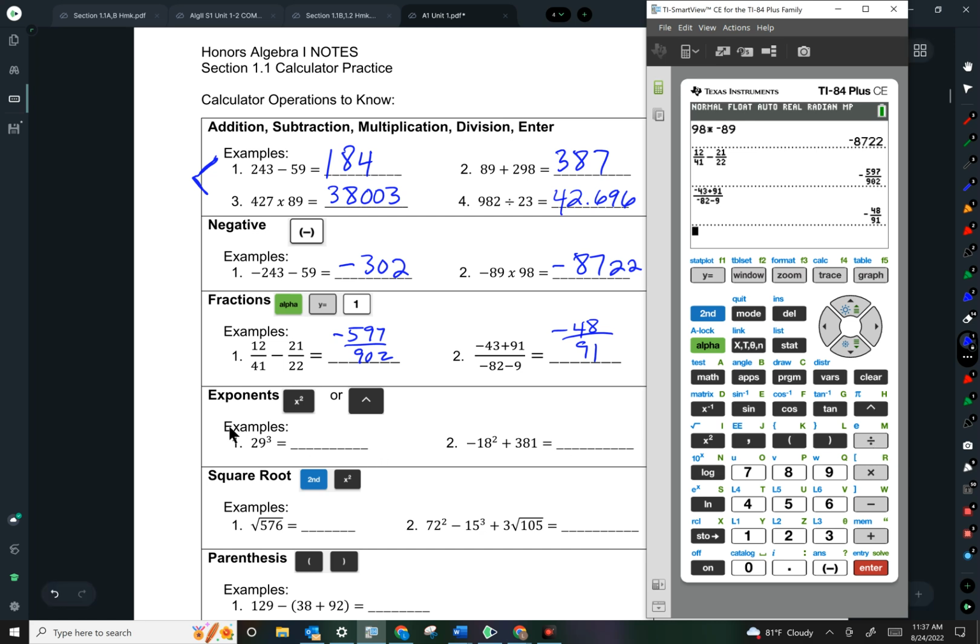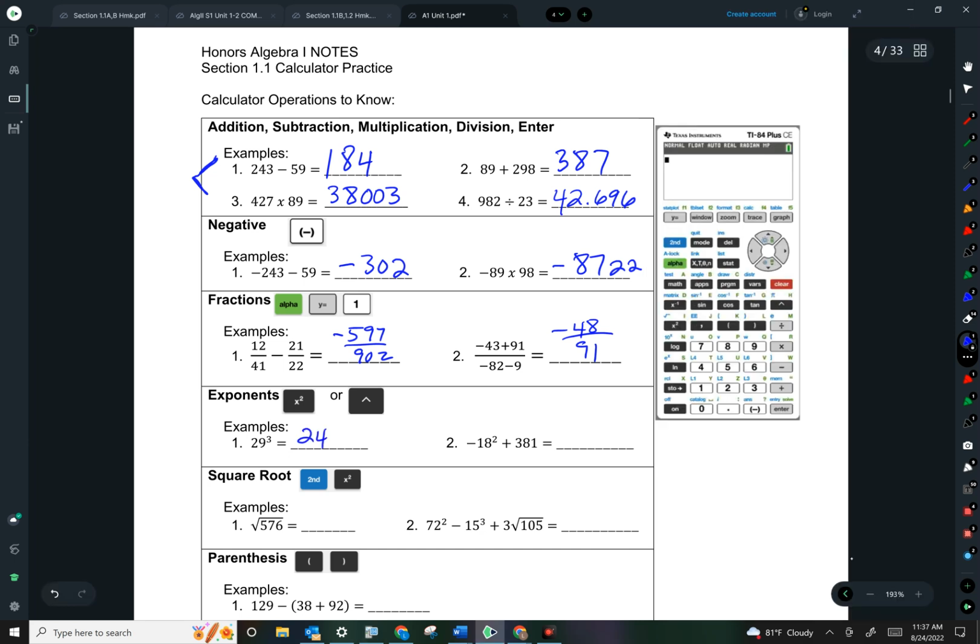So if I want 29 cubed, or 29 to the third, I could type in 29, use a little caret, and it'll pop an exponent box up there. And then in this case, I want it to be a 3. So enter, and I get 24,389.